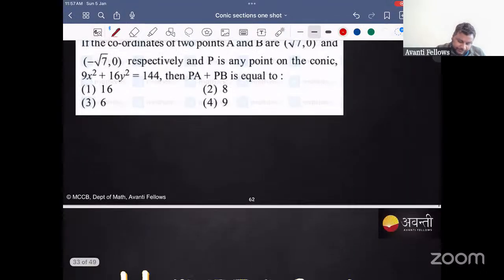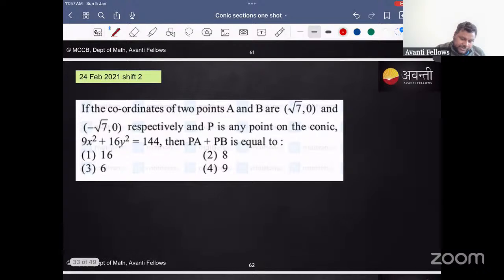All right. Now let's do another question. If the coordinates of 2 points A and B are this and this respectively, and P is any point on this conic, then PA plus PB is. See, we have done the focal distance property that PA plus PB is constant. But first, A and B should be what? Foci. So first of all, let me check what the focus is here.